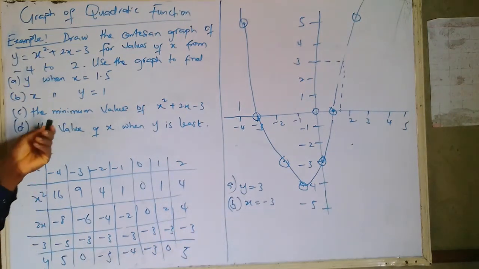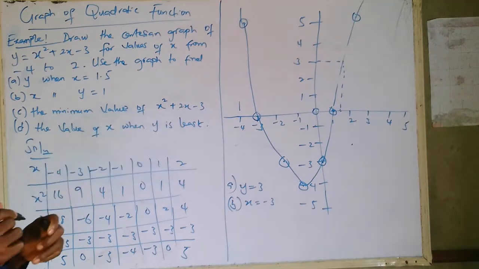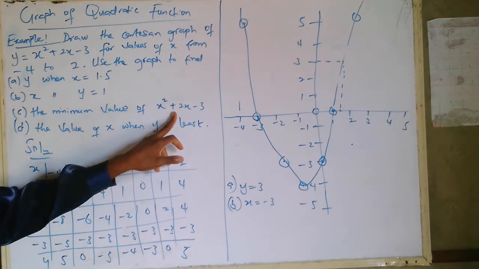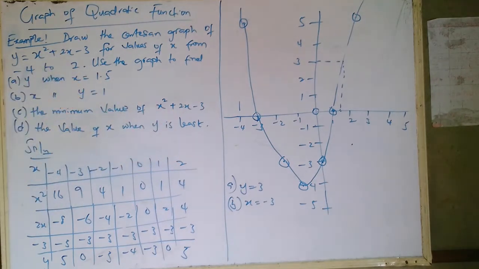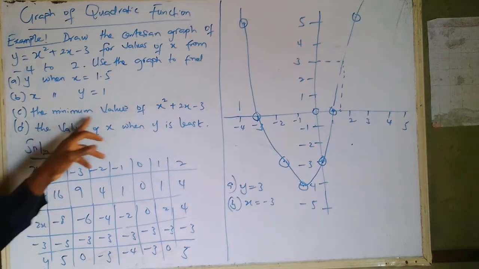Now, C says: find the minimum value of this. Now, all I do is, it's not giving us any question. This represents my y. This is my y. Now it means that, besides, find the minimum value of this.